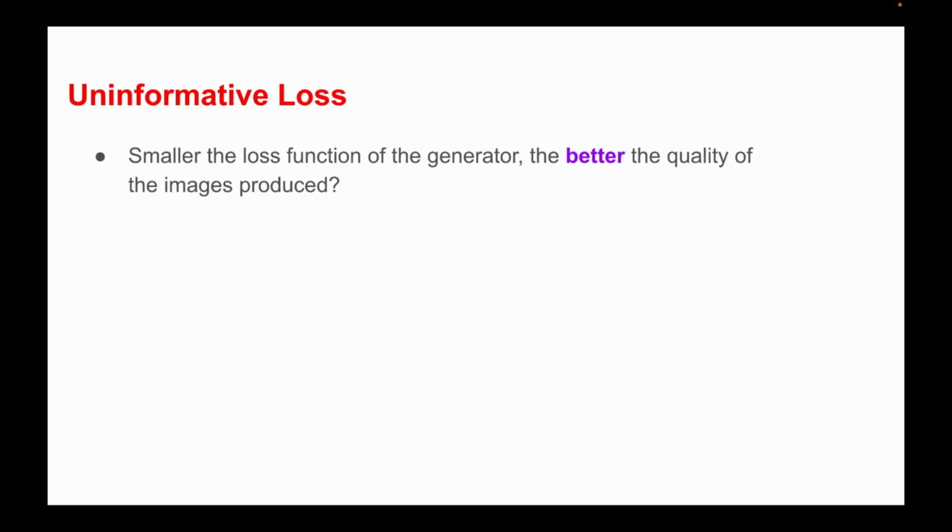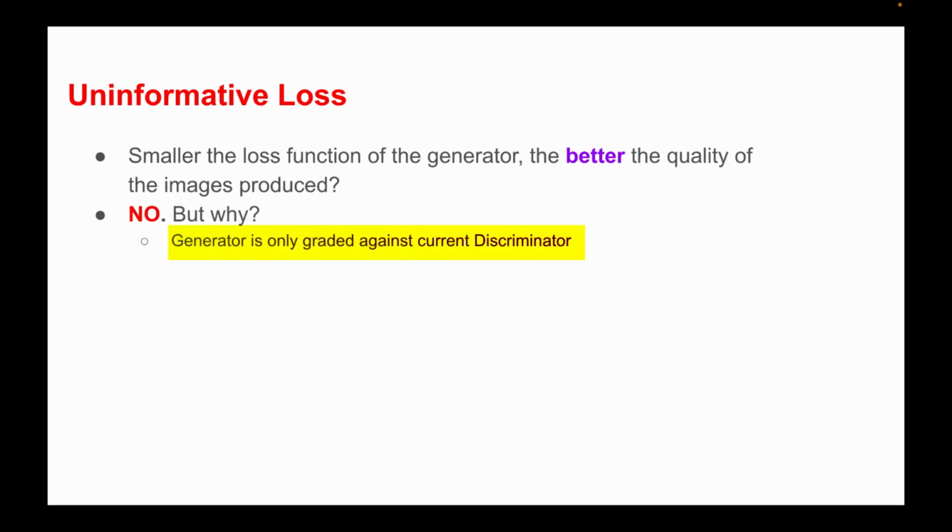Now, the third major challenge is the information provided by the loss value during GANs training, which is also called uninformative loss. Now we have studied in deep learning that we need to minimize the loss function, right? But this might not be the case. Why? Since the generator is only graded against the current discriminator and the discriminator is constantly improving, we cannot compare the loss function evaluated at different points in the training process.